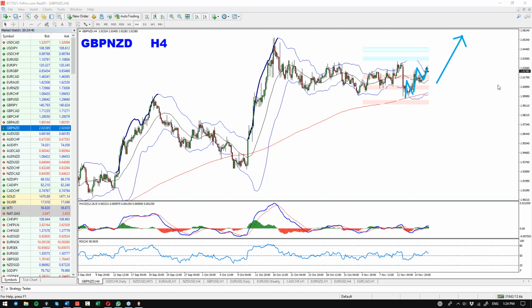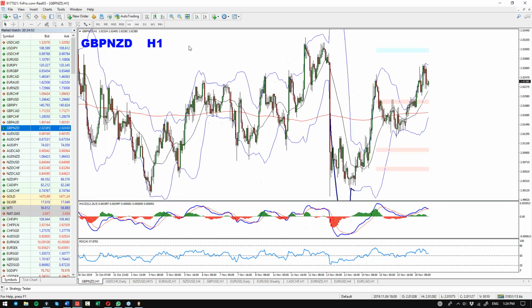So the view of the pound kiwi was and will remain expecting a bullish continuation by looking for buy setups, buy retraces. If you are involved already, and we had a very nice breakout since the morning here with this.